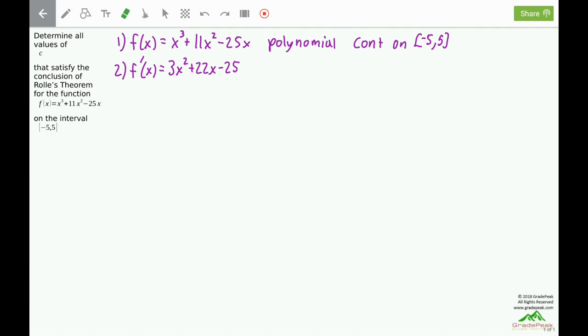3x squared plus 22x minus 25 is also a polynomial, and is therefore continuous on any interval. So this is continuous. It's called differentiable for the continuity of the derivative on the open interval. The open interval means it does not include either endpoint, indicated by the round brackets on the endpoints, because a function is never differentiable at its endpoints. Condition 2 is met.